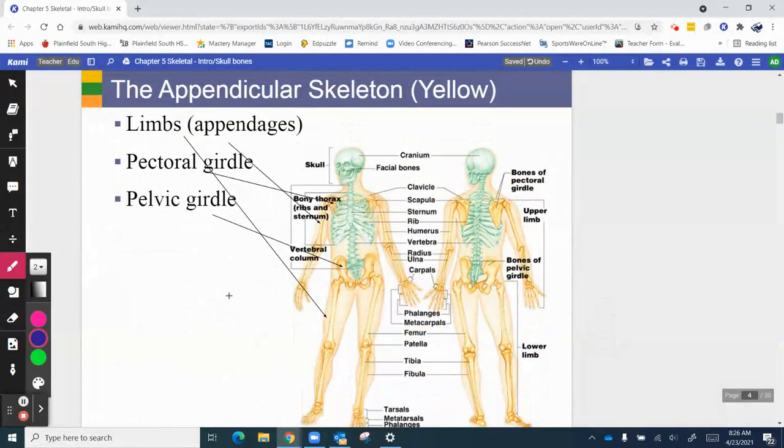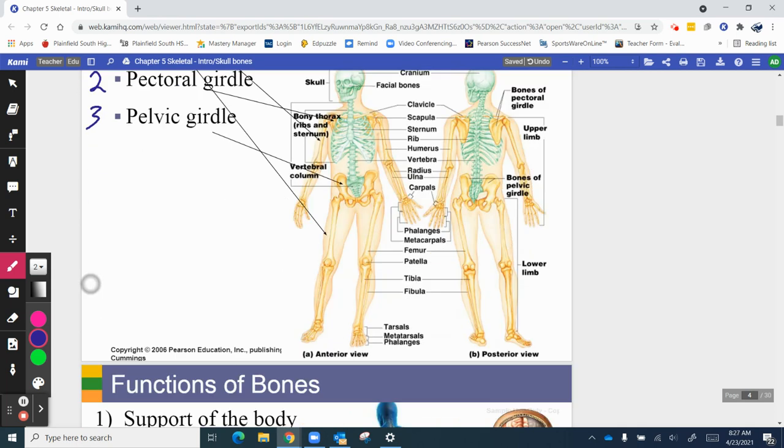The appendicular skeleton is mostly our limbs, the pectoral girdle, which would be the collarbone, clavicle essentially, and then the scapula, and then the pelvic girdle, which are the coxal bones on either side that the femur then attaches to.